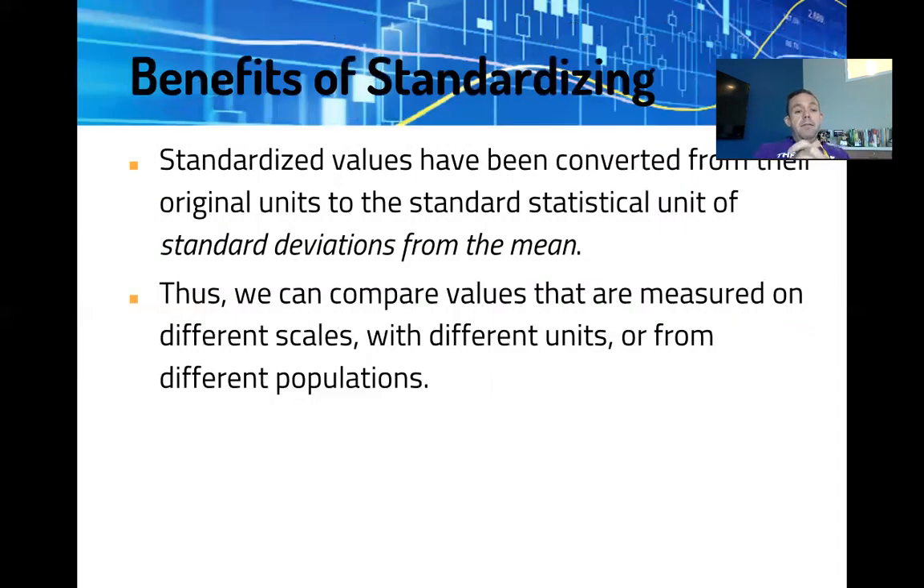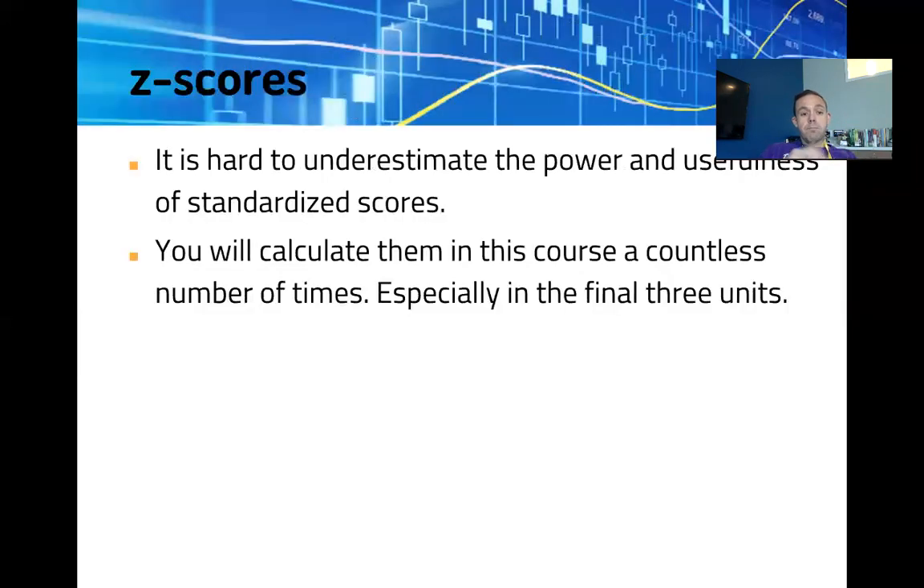So, benefits of standardizing. Standardized values have been converted from their original units to the standard statistical unit of a standard deviation from the mean. Thus, we can compare values that are measured on different scales with different units or from different populations. So now we can compare females to males. And now we can compare pounds to kilograms. For z-scores, it is hard to underestimate the power and usefulness of standardized scores. We will calculate them in this course on countless occasions, especially in the final 3 units of this class.